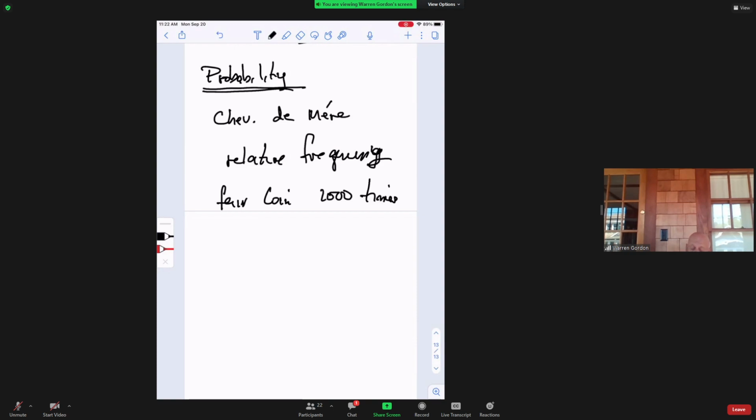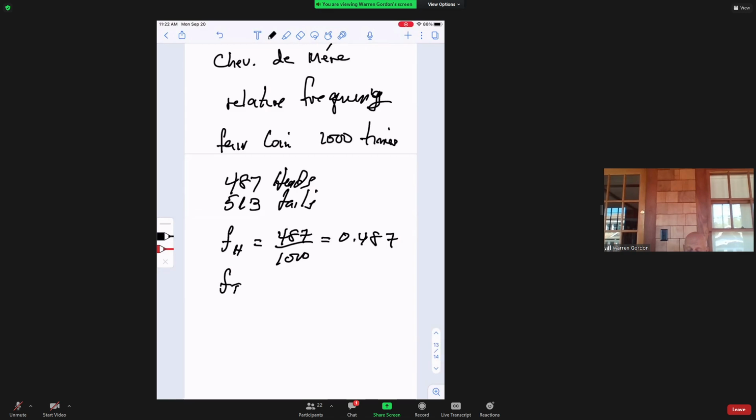So let's suppose out of 1,000 times, you get 487 heads, and you get 513 tails. Does that add up to 1,000? Yeah, okay. So that means the relative frequency of heads is 487 over 1,000. And the relative frequency of tails is 513 out of 1,000.